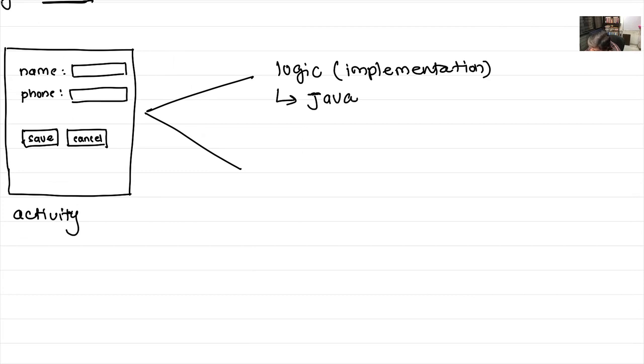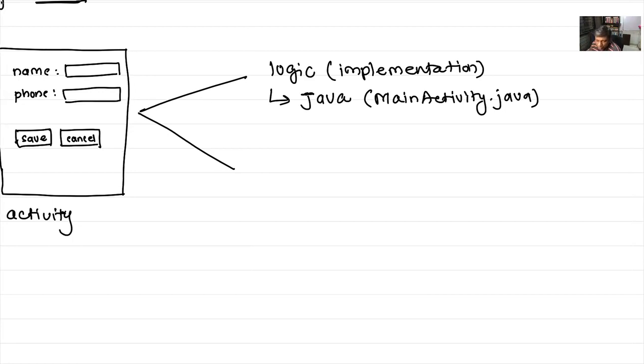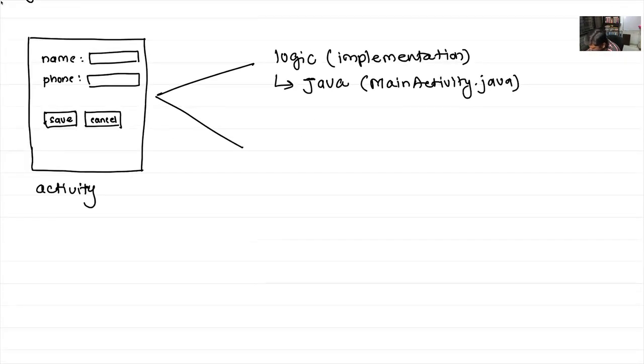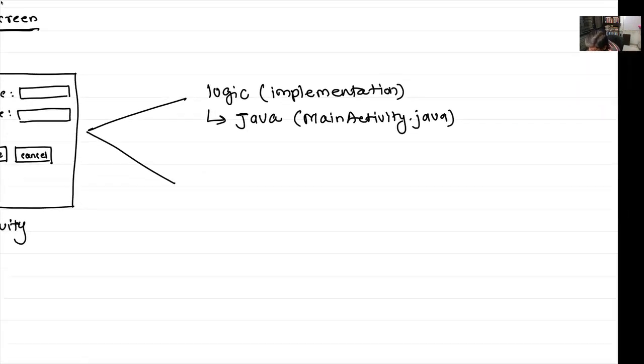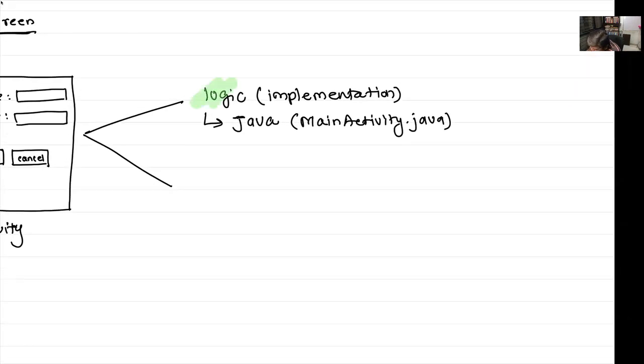So this is going to be your Java, and precisely this is going to be a class for you, which is generally the MainActivity.java. So within your folder structure, you will see there is a file called MainActivity.java, where the logic will be implemented or where the code will be written. Now this is the code part of it, so when I say code part of it, this is where you are going to write the Java code.